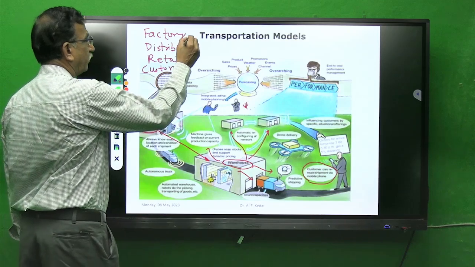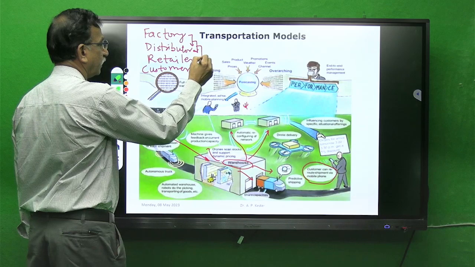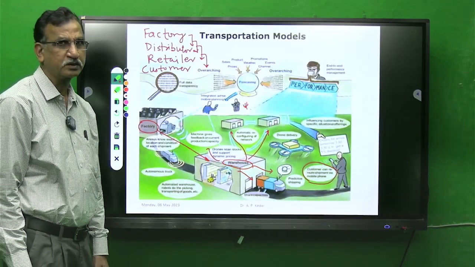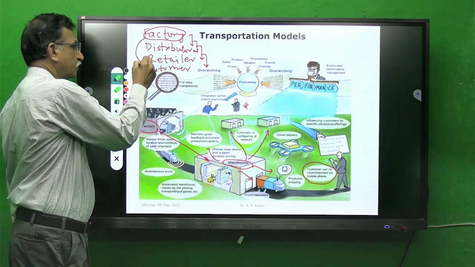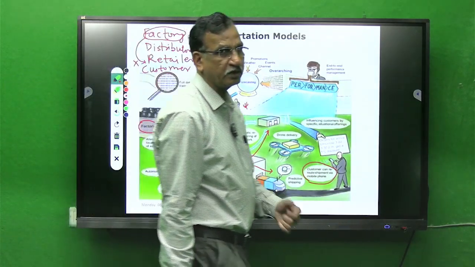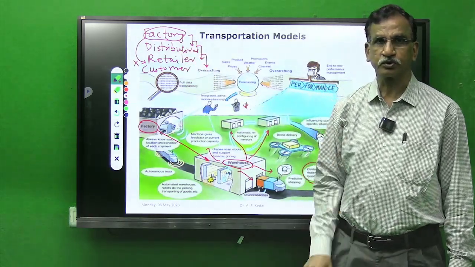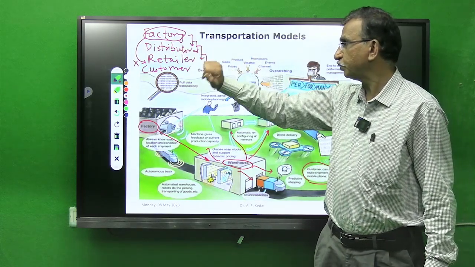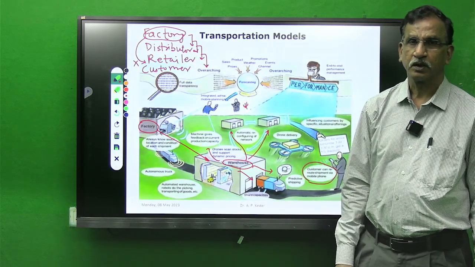So the same product travels like this. It never happens that the component produced in the factory directly reaches the customer. It never happens. There is always a chain in between which takes care of shipment of those goods in a proper manner to a particular distributor or retailer, and from these to the customer.